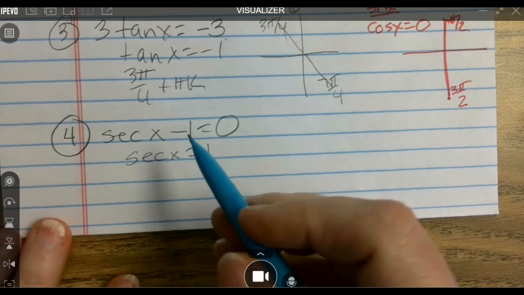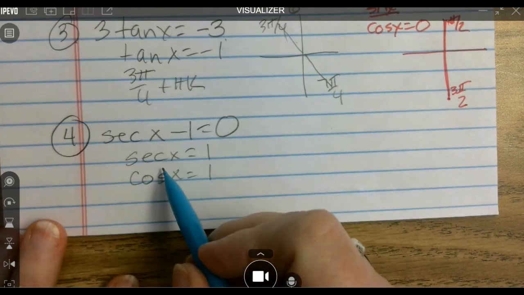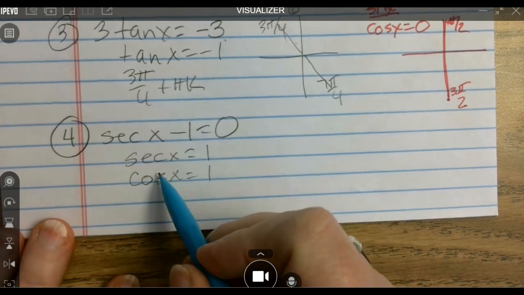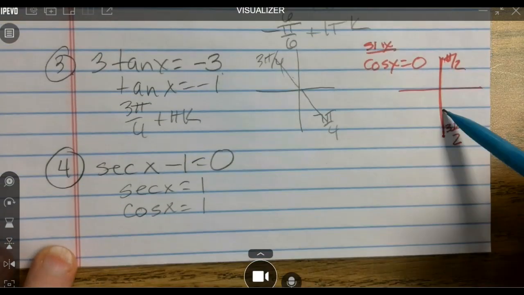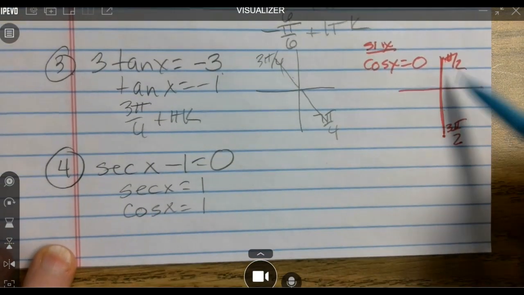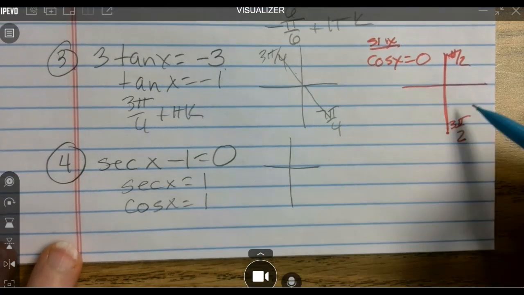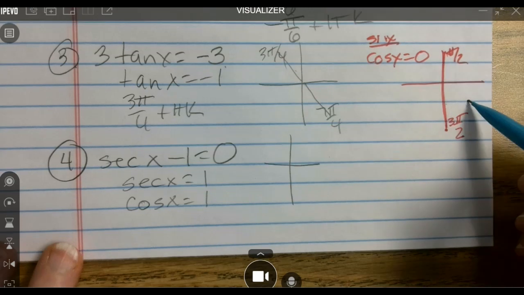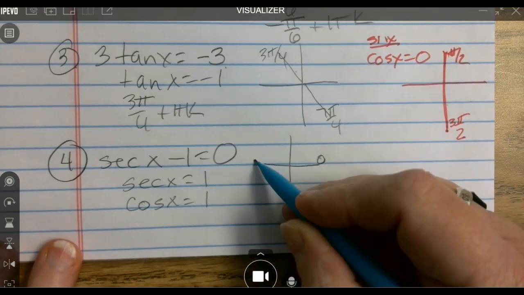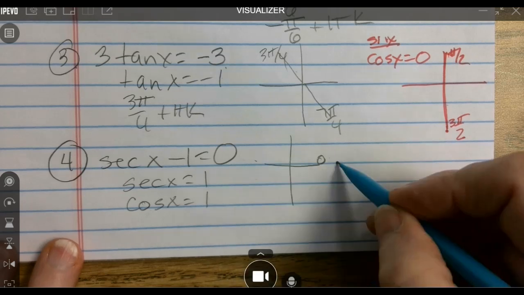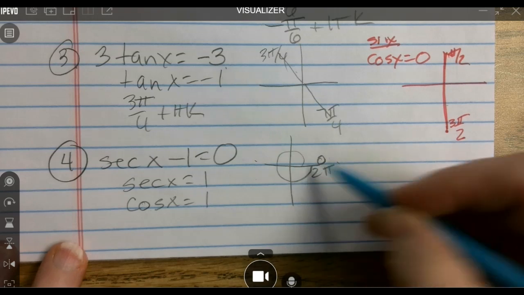I don't know secant so well, so I'm going to change it to cosine, take its reciprocal. Oh, it has a domain restriction. I'm not going to get caught with that again. But the domain restriction is cosine equals 0. So I can't have those two. That's okay, because where is the cosine 1? Zero, pi? No. Zero and 2 pi. So it's got to go all the way around to get another answer.